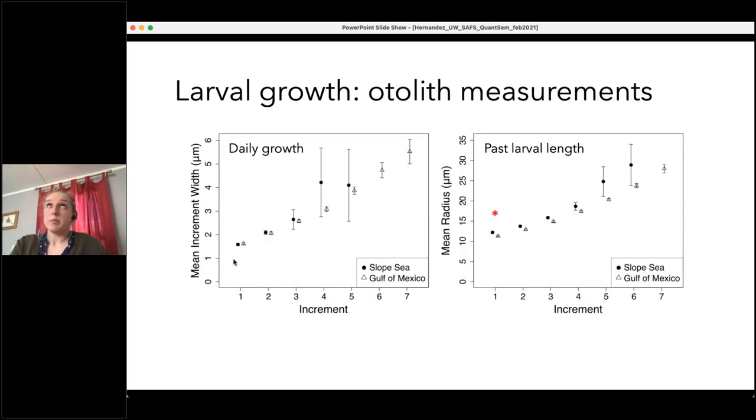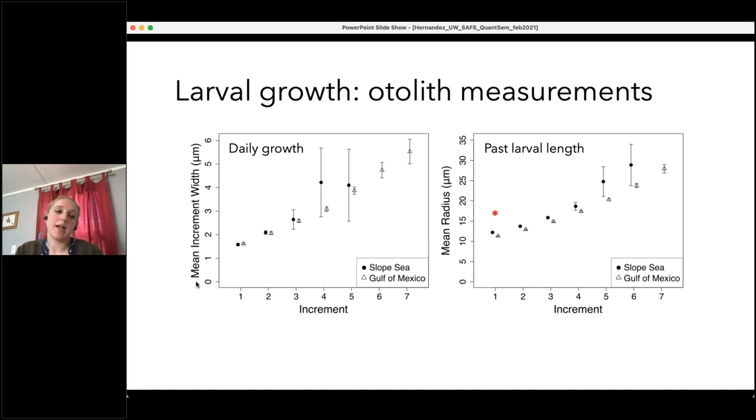So in the previous panels, we only had one data point per larva, but actually we can get much more detailed information from these otoliths by digging into the increment widths and the radii. So the increment widths are literally just the widths of each daily increment, and that can give you a proxy for the daily growth rate on each day of larval life. So you can say, you know, on the first day they grow this well, on the second day of their larval life they tend to grow this well. So that's what I'm showing you in the left panel.